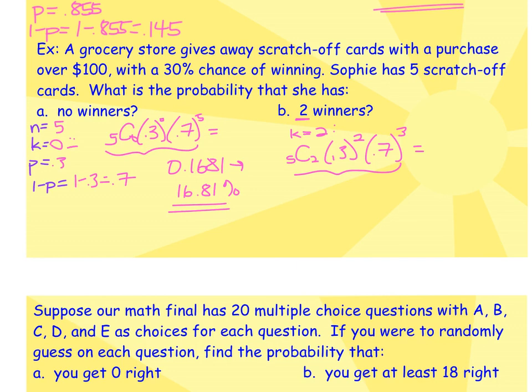And the probability that Sophie would have exactly 2 winners is a little bit higher, 0.3087, which is approximately 30.87%. Now, don't scratch off those problems at the bottom. We'll cover those tomorrow in class.